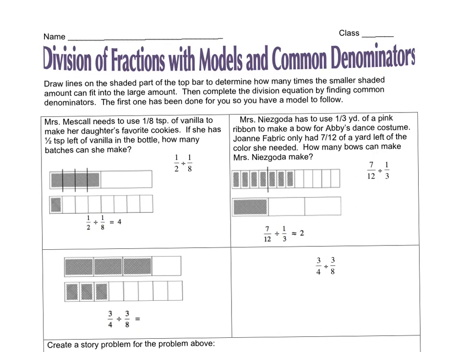So in the first problem right here, Mrs. Meskel needs to use 1/8 teaspoon of vanilla to make her daughter's favorite cookies. If she has half a teaspoon left of vanilla in the bottle, how many batches can she make?